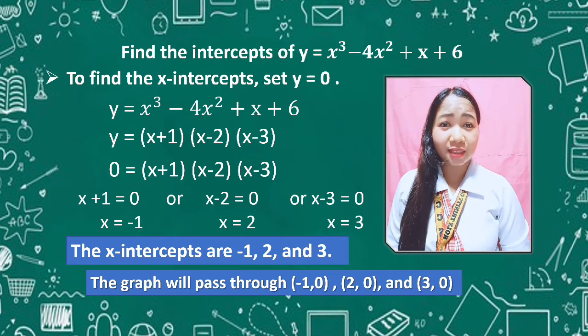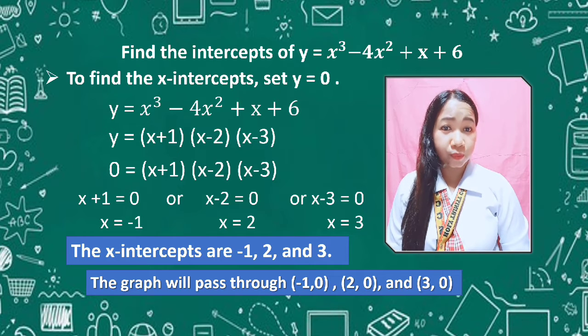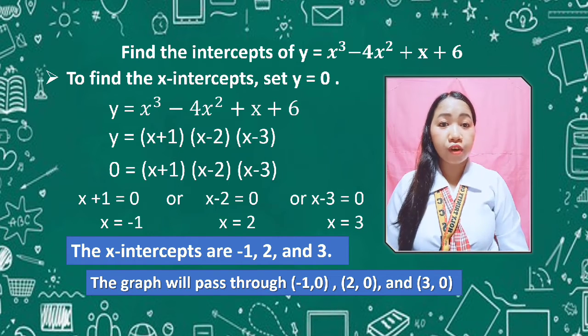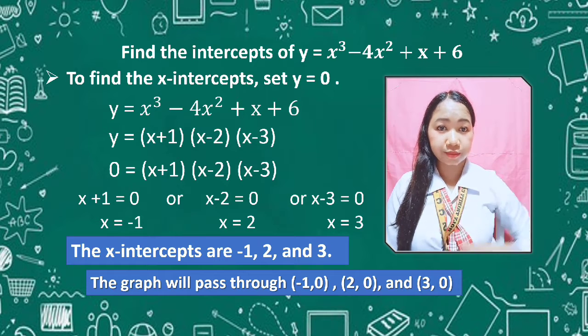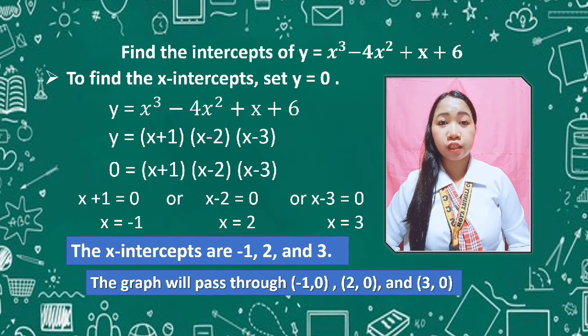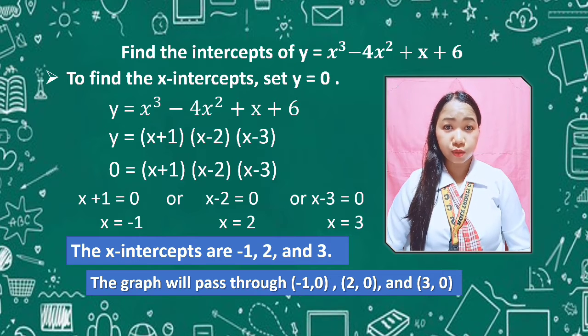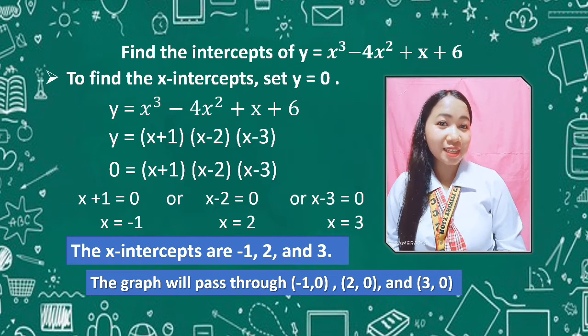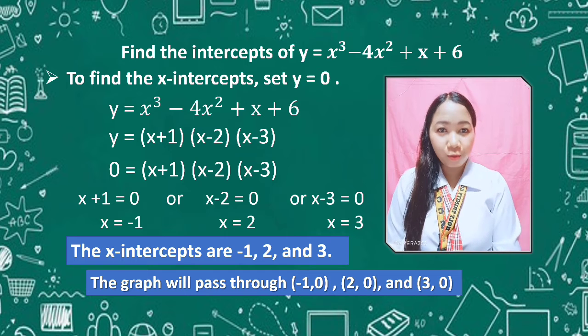So how will we get the value of x from this equation, y equals x cubed minus 4x squared plus x plus 6? To be able to solve for x, let us use factoring. Kailangan ma-factor natin itong expression sa kanan para makuha natin yung x value. The factored form of this expression is y equals x plus 1 times x minus 2 times x minus 3.